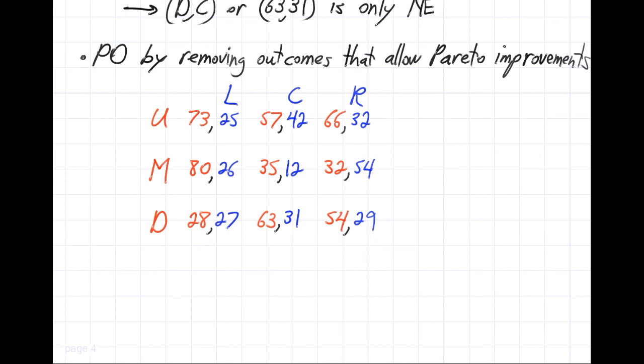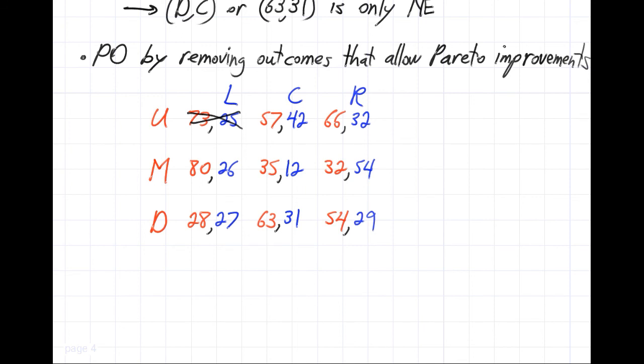Let's start at the top left. We have 73, 25. And if we look at that, we can look just below it and we see 80 and 26. Everybody would prefer 80 and 26 over 73 and 25 because 80 is better than 73 and 26 is better than 25. So we can make a Pareto improvement by moving to the next box down, which means that 73, 25 is not a Pareto optimum.